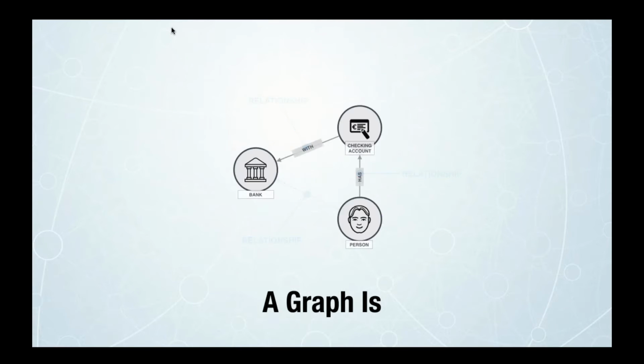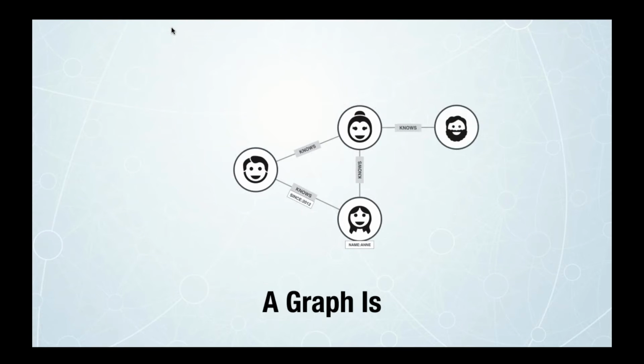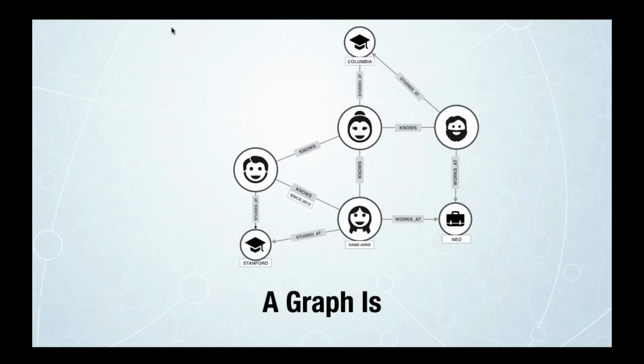This could be a person that has a checking account with a bank. It could be a hotel that has rooms that have availability. Or it could be a social graph, which is people who know other people, who then know other people who perhaps studied together, who work at the same place, or who studied with other people, or who work somewhere else, etc. And this is exactly how data appears in Neo4j.